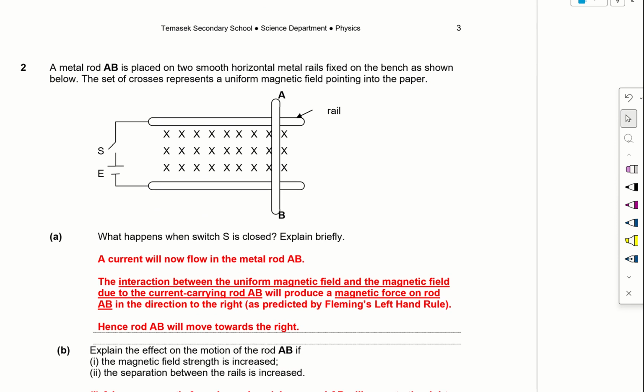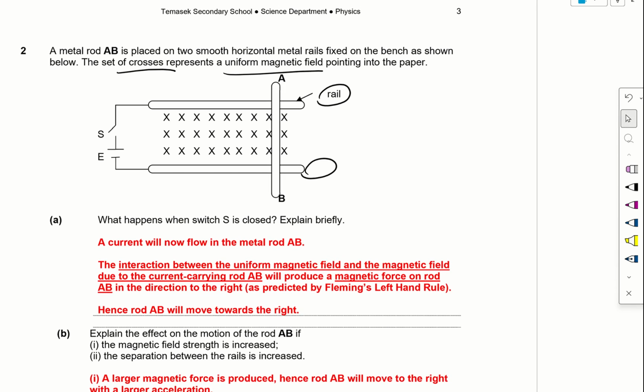Okay, question 2. A metal rod AB is placed on two smooth horizontal metal rails fixed on the bench as shown. So these are the metal rails. The set of crosses, important, represents a uniform magnetic field. So now there's an external magnetic field. What happens when switch S is closed? When switch S is closed, current will start to flow in this direction because this is the positive. The longer side is the positive terminal, so current will flow through the rail and go from A to B and then back to the battery again.